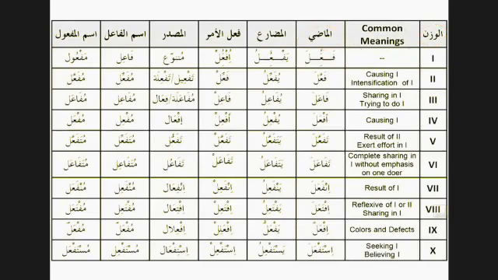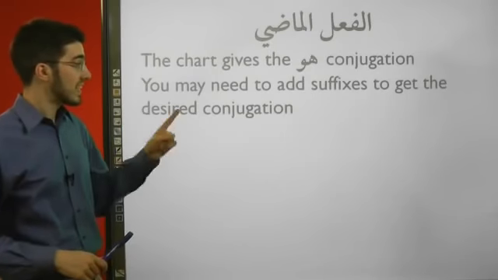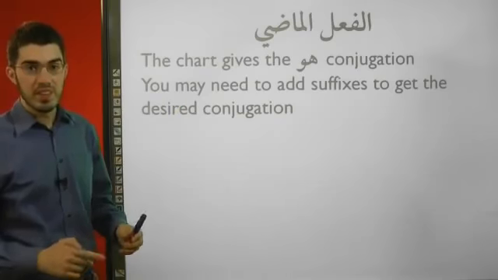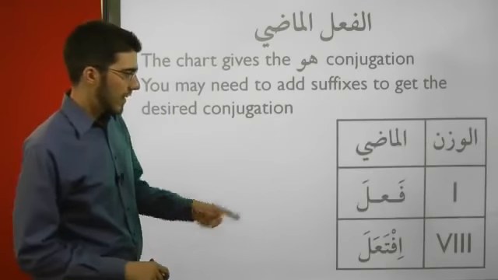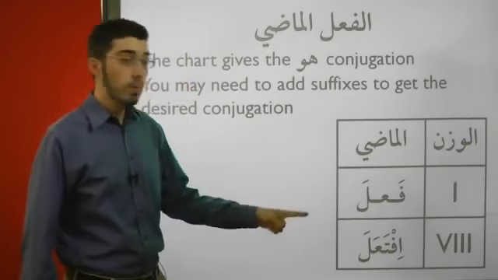So a few things to note about the fi'l madi. Number 1, our chart is just giving us the conjugation for huwa. You have to extrapolate for the other pronouns. We'll do some examples in just a moment. And because of that, you might need to add suffixes to get your desired conjugation. So let's do a little blow up here. I've taken out 2 rows from the table. I have the wazn and the madi. I have form 1 and form 8.